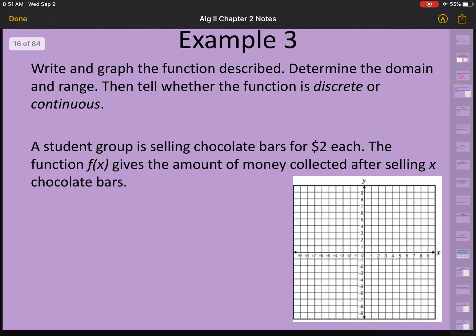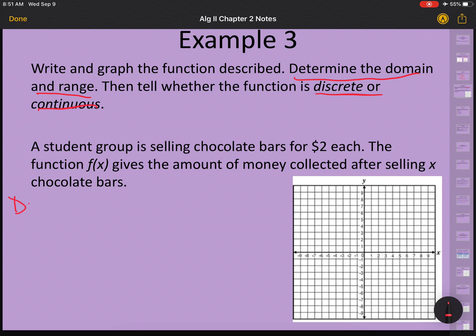Our last example here: write and graph the function described. Determine the domain and the range. Then tell whether the function is discrete or continuous. So we have two parts. Give me the domain and the range. Then tell me if it's discrete or continuous. So for this example, a student group is selling chocolate bars for $2 each. The function f of x gives the amount of money collected after selling x chocolate bars.